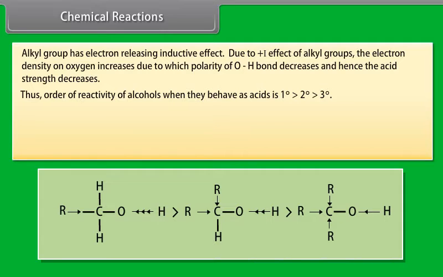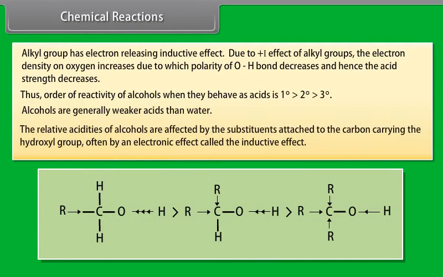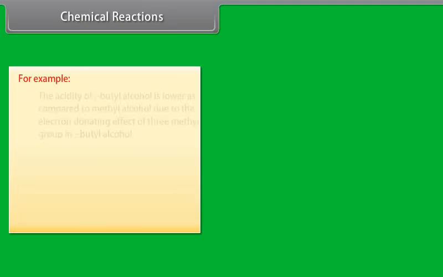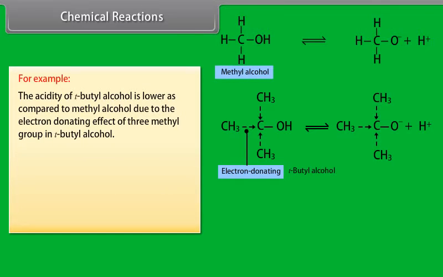Alkyl group has electron-releasing inductive effect. Due to the +I effect of alkyl groups, the electron density on oxygen increases, due to which the polarity of the OH bond decreases, and hence the acid strength decreases. Thus, the order of reactivity of alcohols when they behave as acids is primary alcohol followed by secondary and tertiary alcohol. Alcohols are generally weaker acids than water.